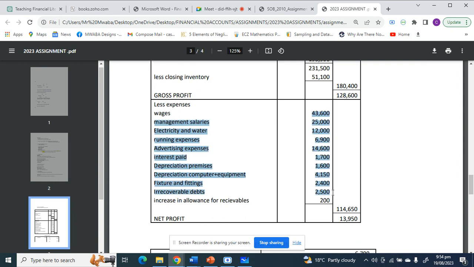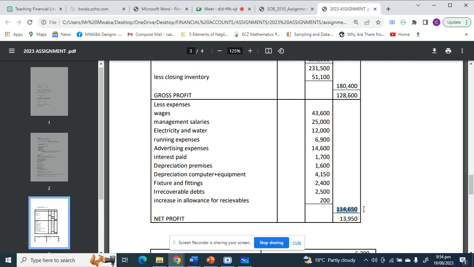You add up all the expenses. With a statement of profit or loss, it's just expenses. That's all. If there was any form of revenue, you would also show the revenue and expenses. So you add all of them, they add up to 114,650.